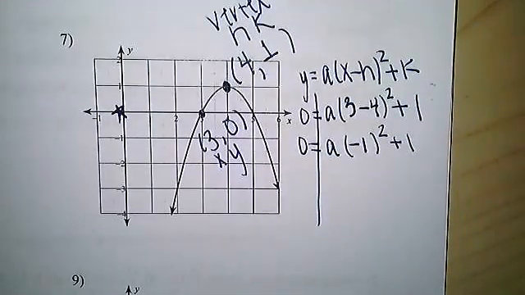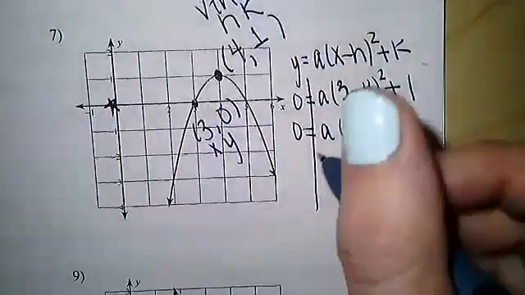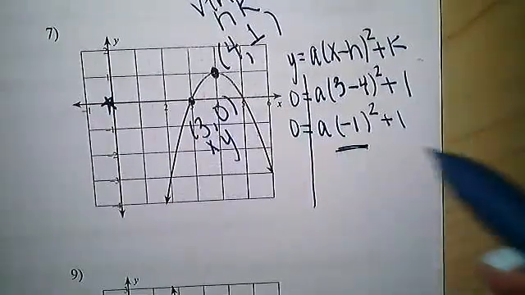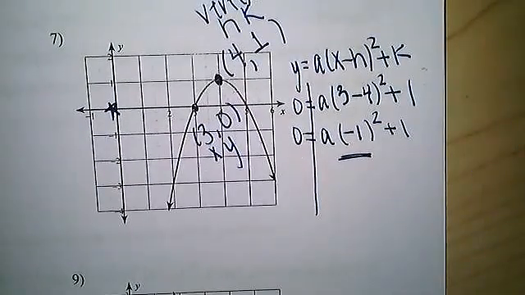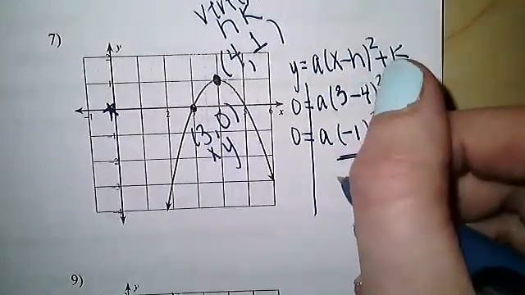All right, let's keep it going, guys. Let's keep it going. All right, so -1 times -1 is 1. Okay, good.